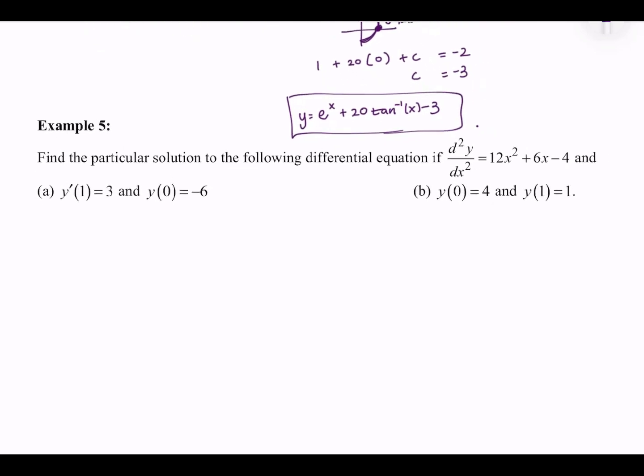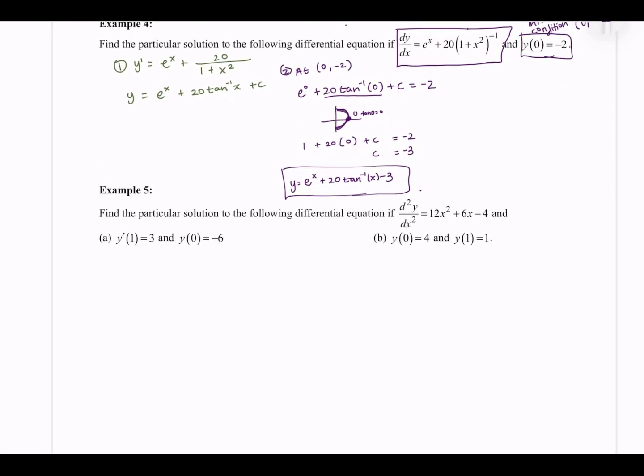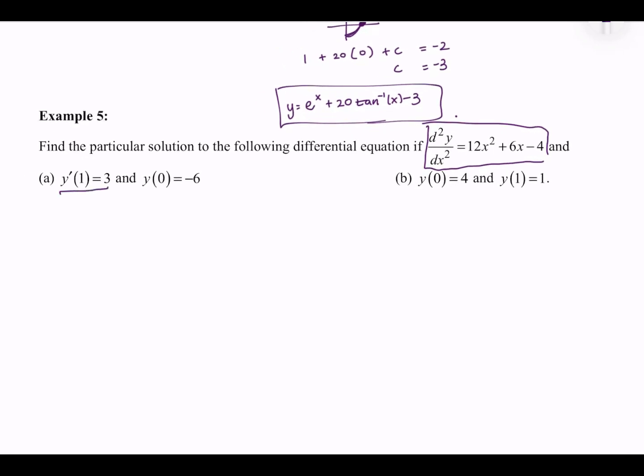Okay, and example 5 kind of brings the challenge up a little bit on the differential equations. The reason is that it wants us to now solve a differential equation that involves the second derivative, and it wants us to be able to find both y prime and the original function y. So essentially we're solving two differential equations, and they give you different information. So in A, it gives you y prime. Well, these are your initial conditions, right? A is a little bit different than B. Let's just attack A for right now.